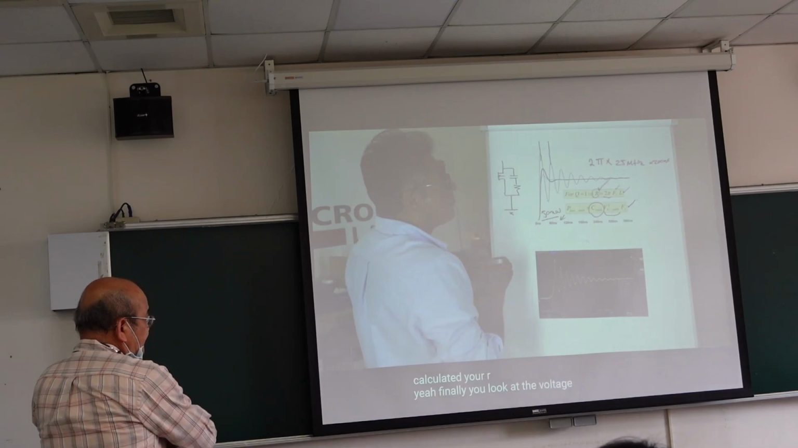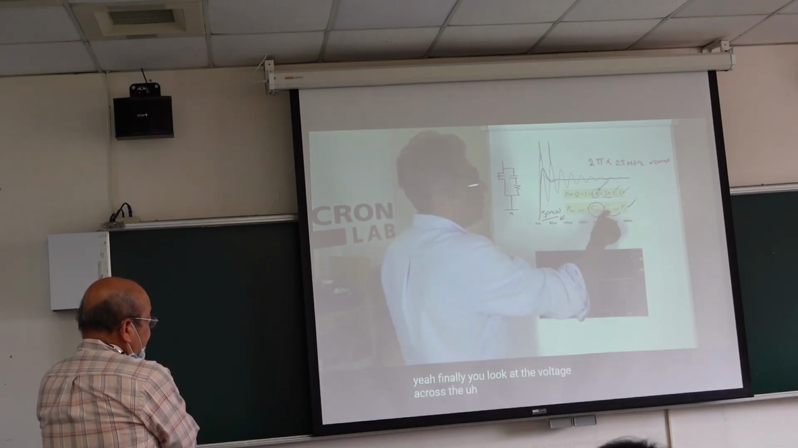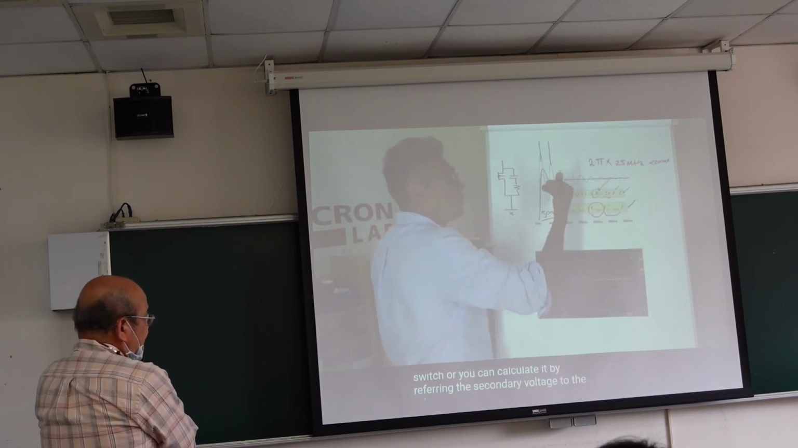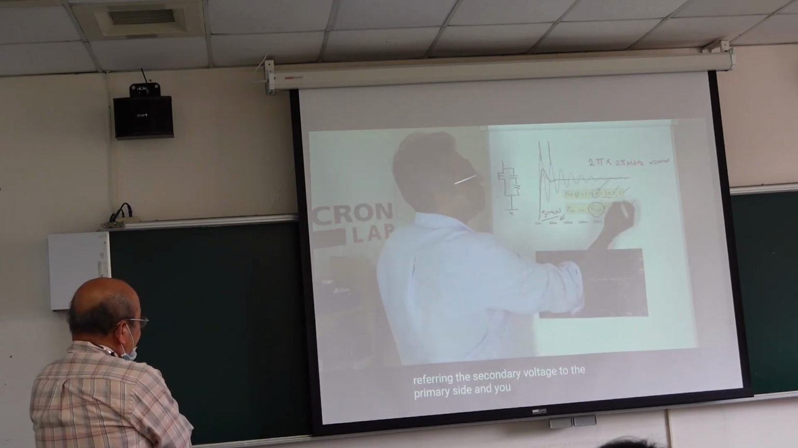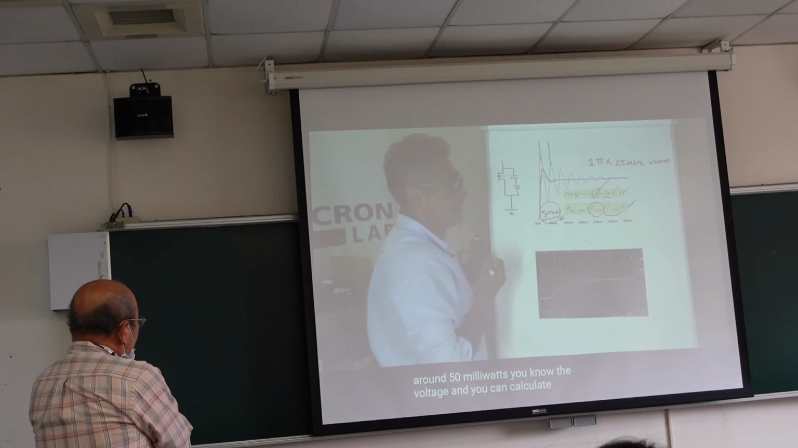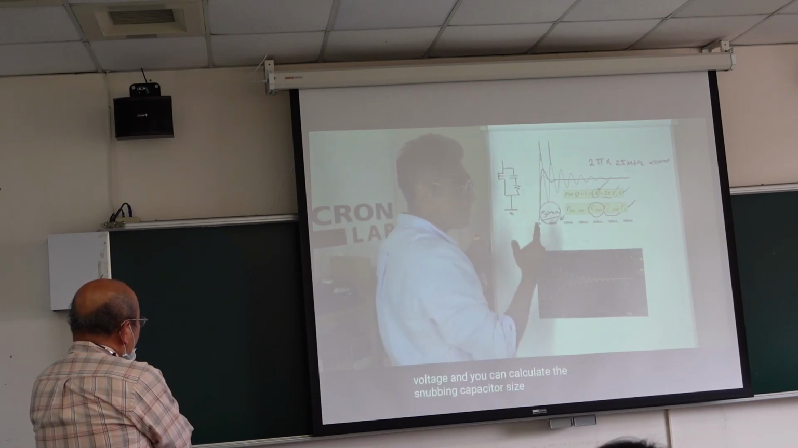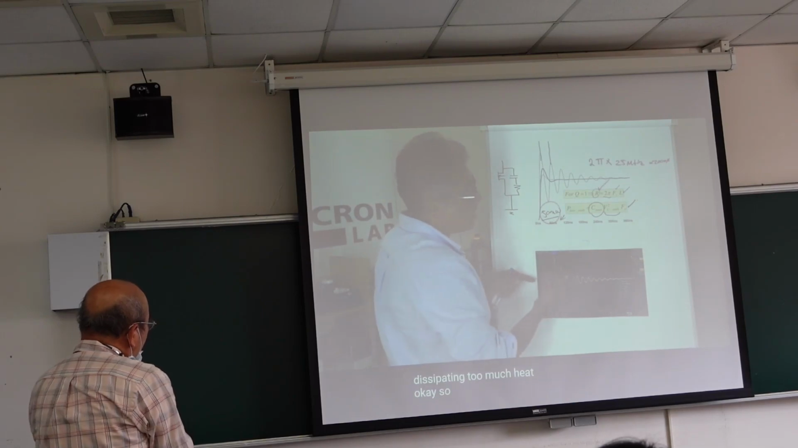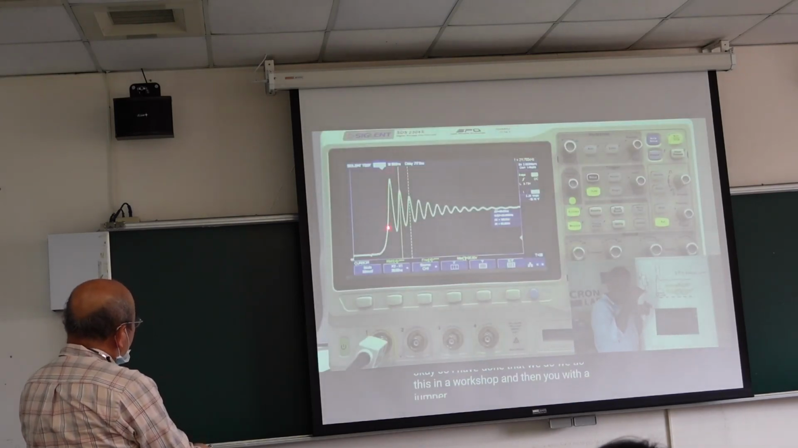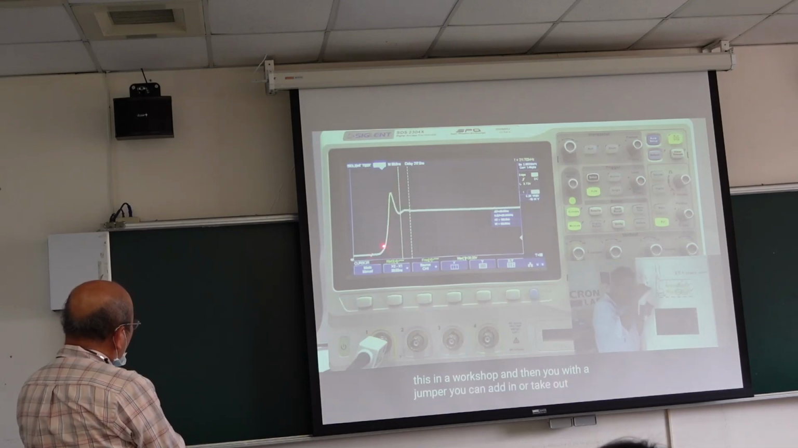Finally, you look at the voltage across the switch, or you can calculate it by referring the secondary voltage to the primary side. You know the switching frequency, you know the snubbing, you know the power loss that you want, around 50 milliwatts, you know the voltage, and you can calculate the snubbing capacitor size without dissipating too much heat. Okay, so I have done that. We do this in a workshop, and then for the jumper, you can add in what you have for the snubber.